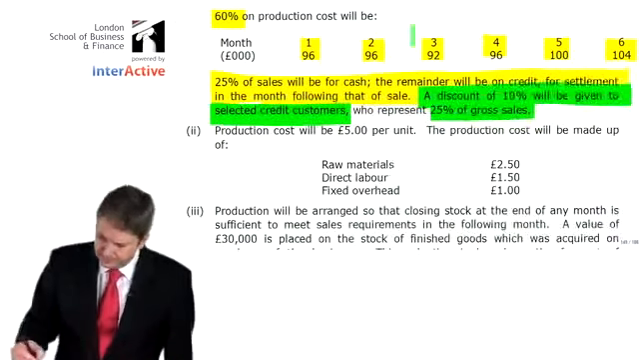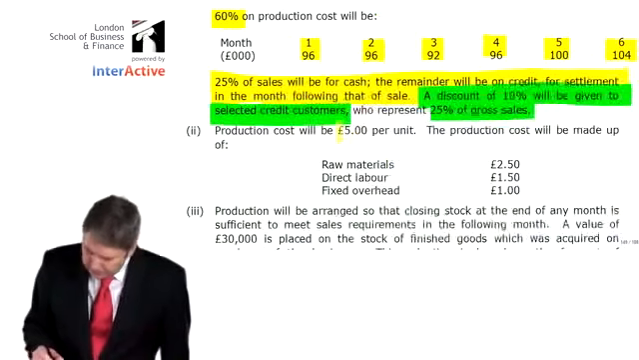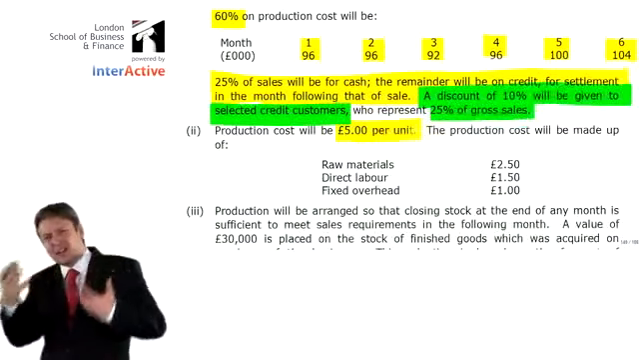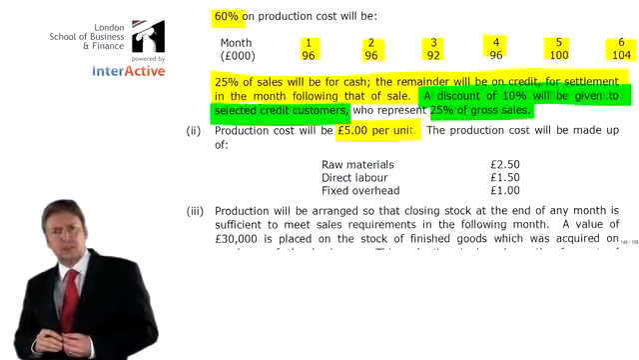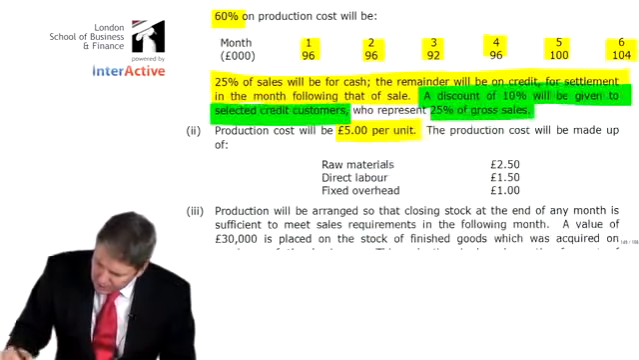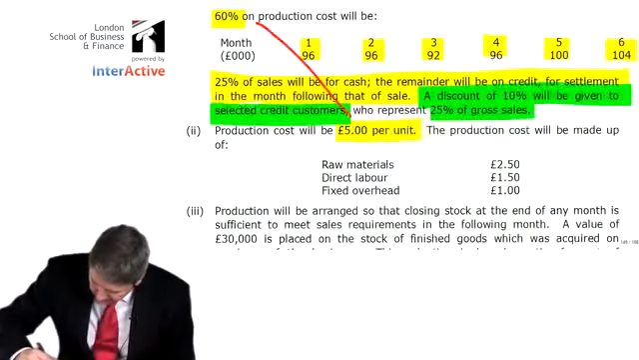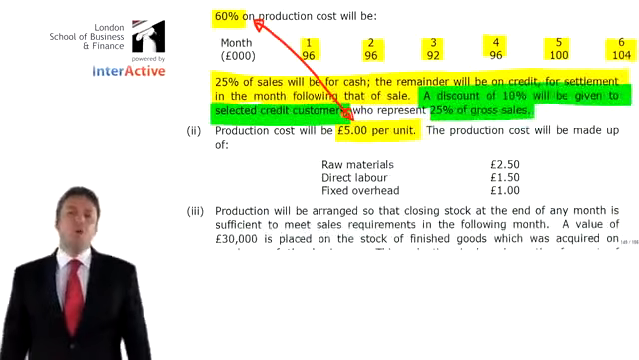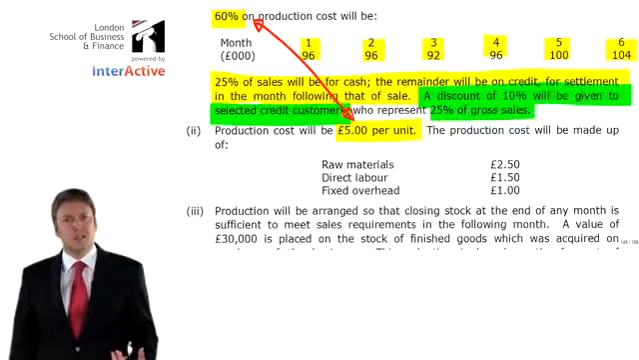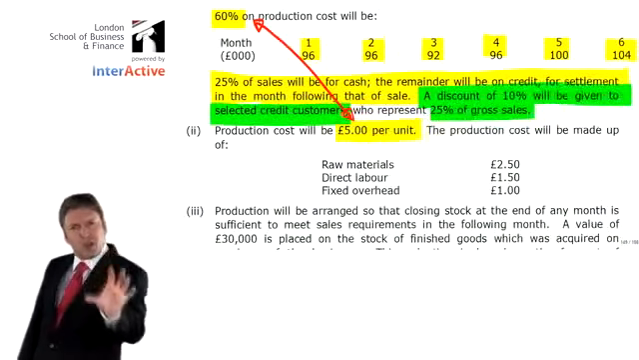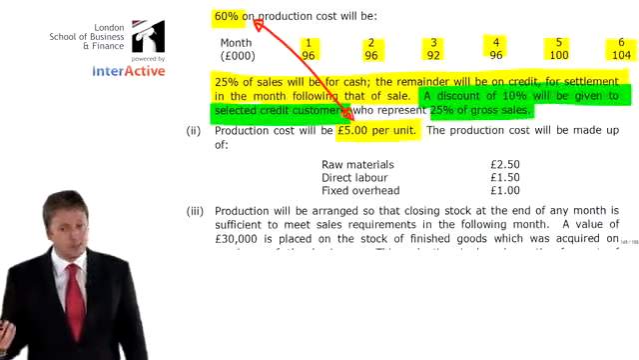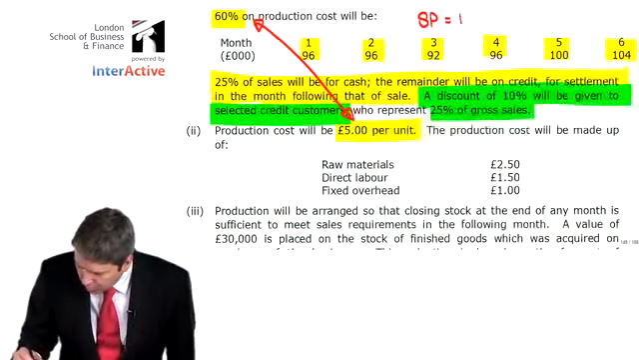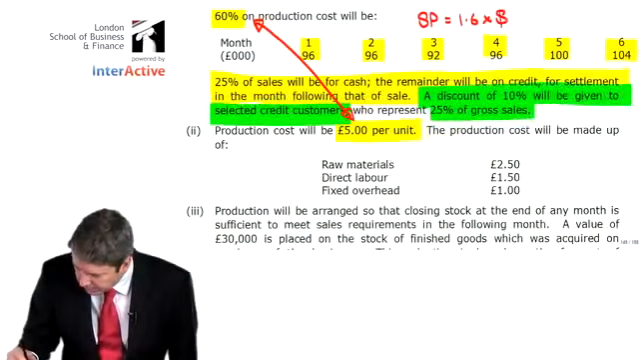Production cost will be £5 per unit. Is there anything we can link that to that we've talked about already? Well, my view is this. Do you remember back up here, we were told that there was a markup on production cost of 60%? So if we've got our production cost and we've got our markup, we can get our selling price. Couldn't we simply say that the selling price is going to be 1.6 multiplied by 5?